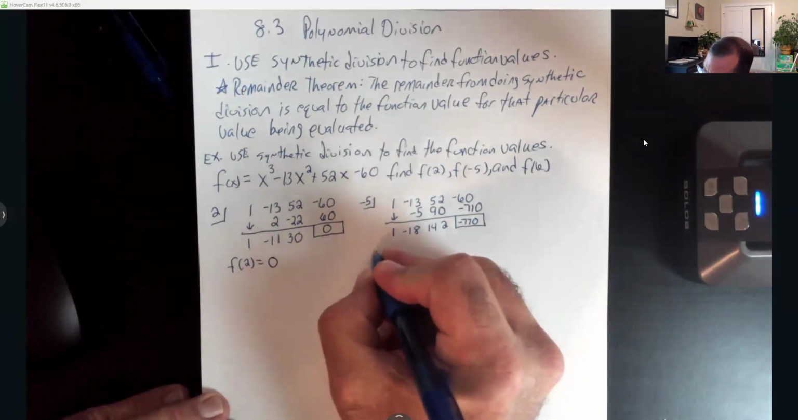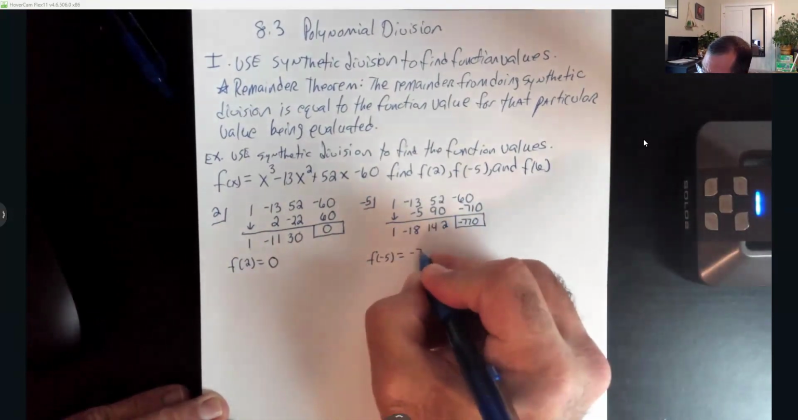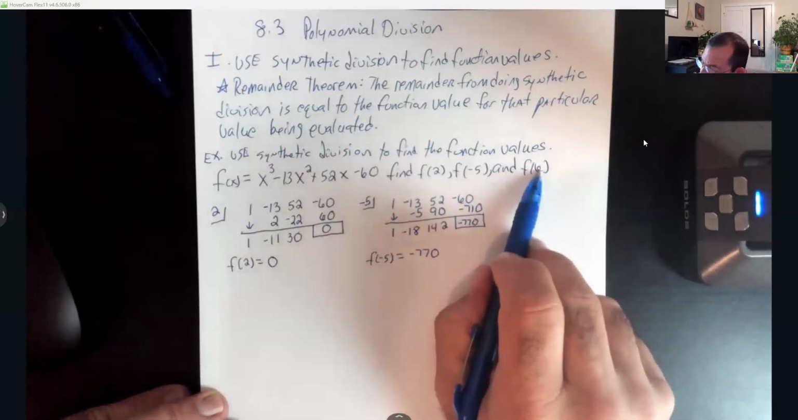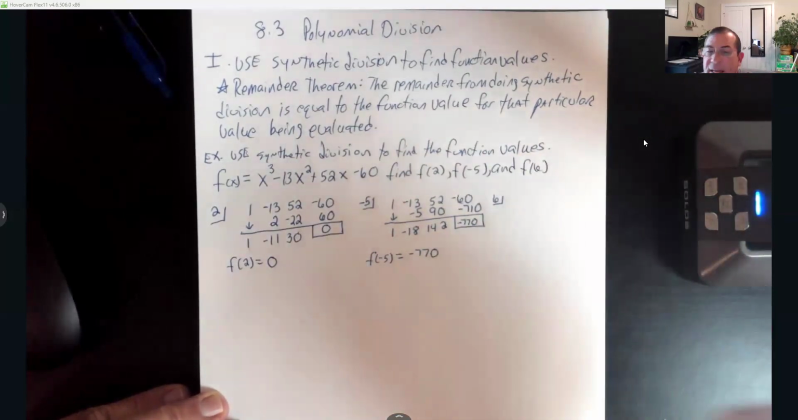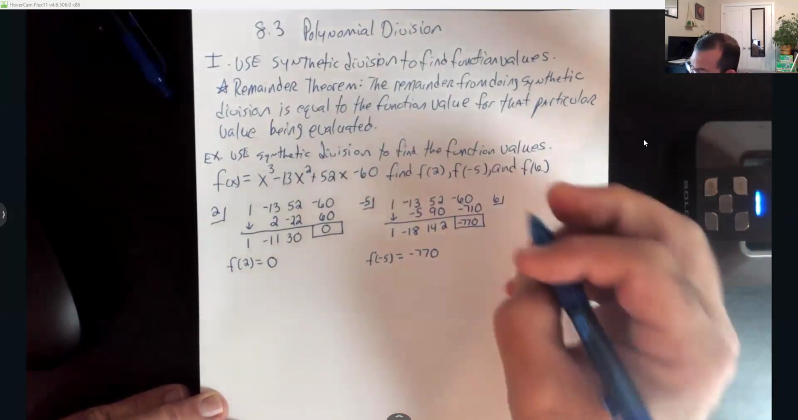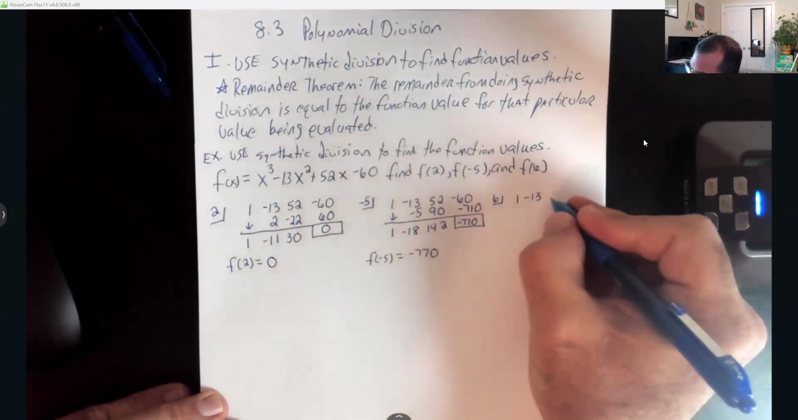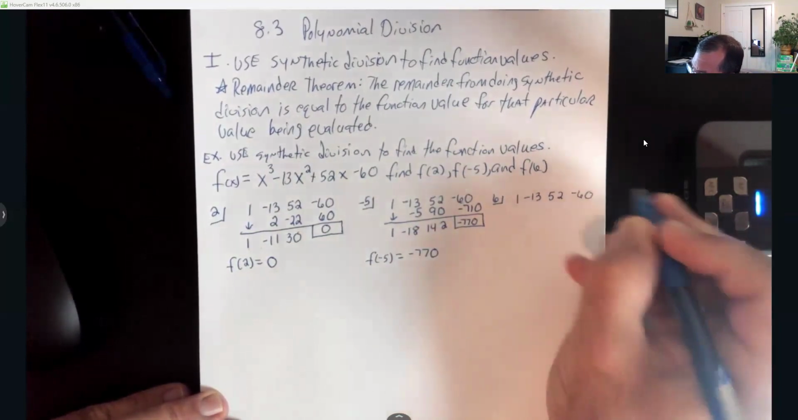All right, y'all, so we said f of negative 5 equals a negative 770. So then we got one more, f of 6. So we bring down 6 as our next C. We write our coefficients, 1, negative 13, 52, and negative 60.